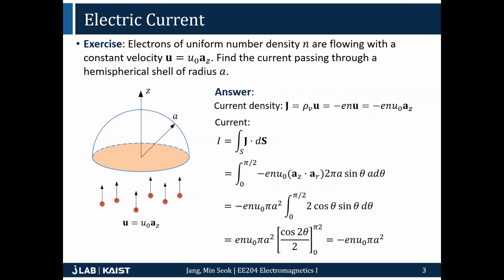Do we have any questions so far? So far what we have done was I just gave you the definitions, like the definition of J, which is current density, and I, which is current, and how they are related. I think it's not too difficult.